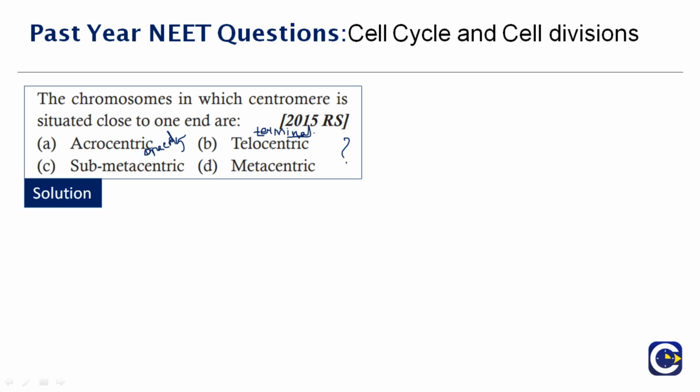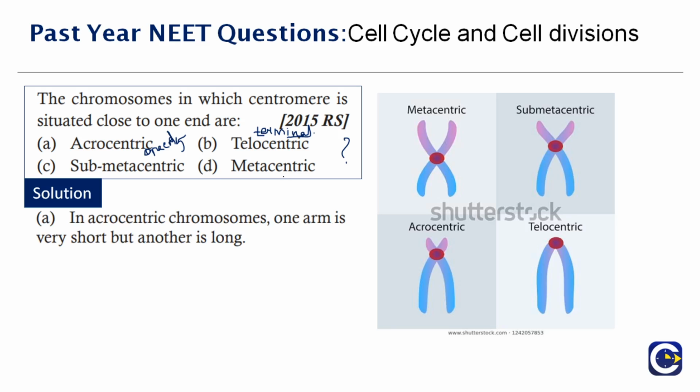Okay, so what do you mean by metacentric now? I've told you, I'm giving you a clue. I've told the answer in fact. Okay, now a metacentric chromosome is where the centromere will be in the middle. Okay, submetacentric, if you see, they will be somewhat in the middle but not exactly middle. So when you talk about one end, the correct answer goes to option A, acrocentric.